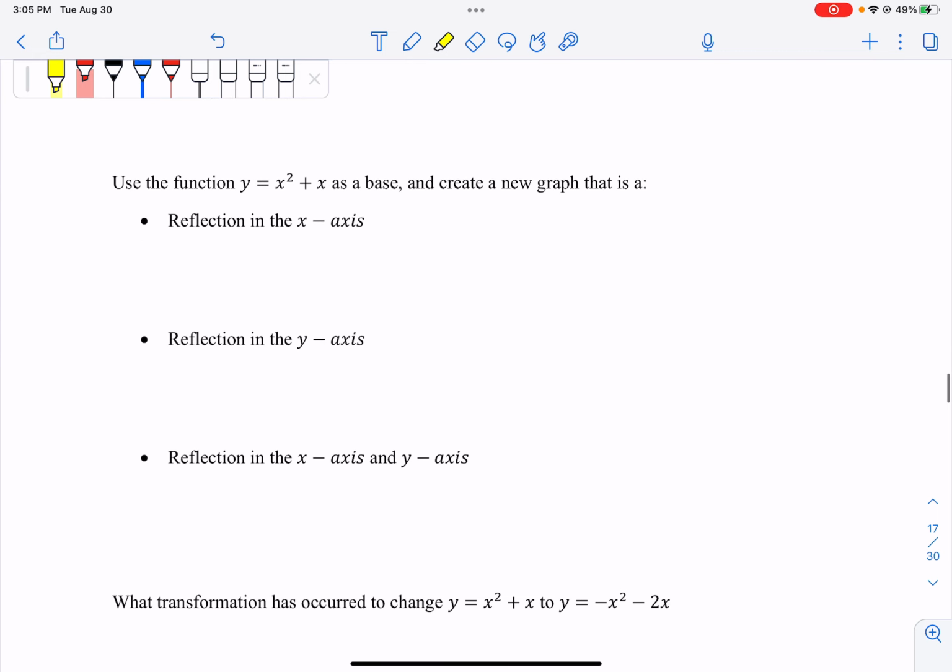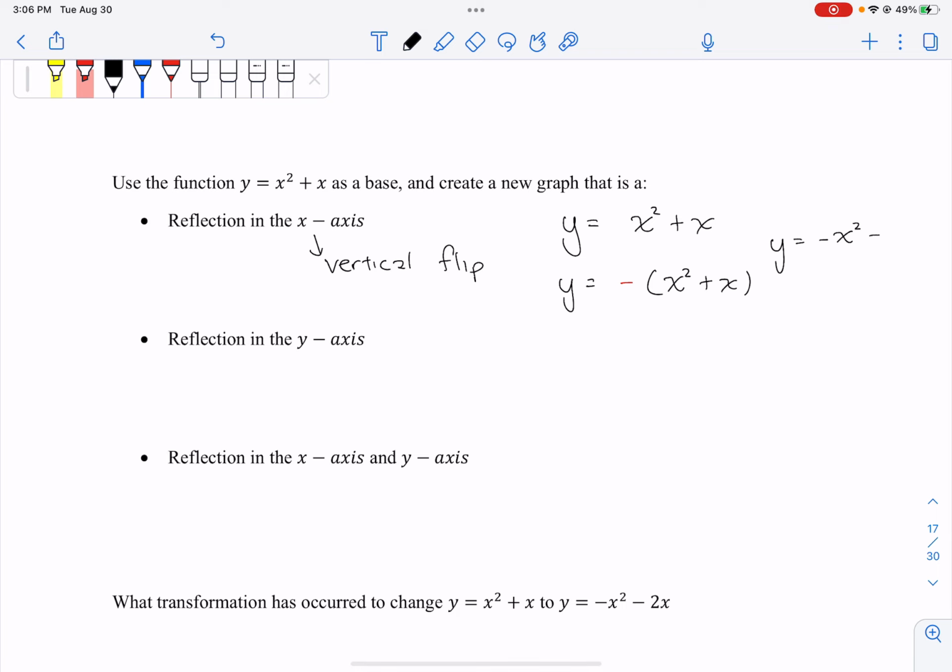Do the same thing over here. Use y is equal to x squared plus x as a base. A reflection in the x-axis is a vertical flip. So if y is equal to x squared plus x, then y is equal to negative, and I'm going to put this in brackets, (x squared plus x). That is your new graph. And if you really want to be diligent about this, this is y is equal to negative x squared minus x.